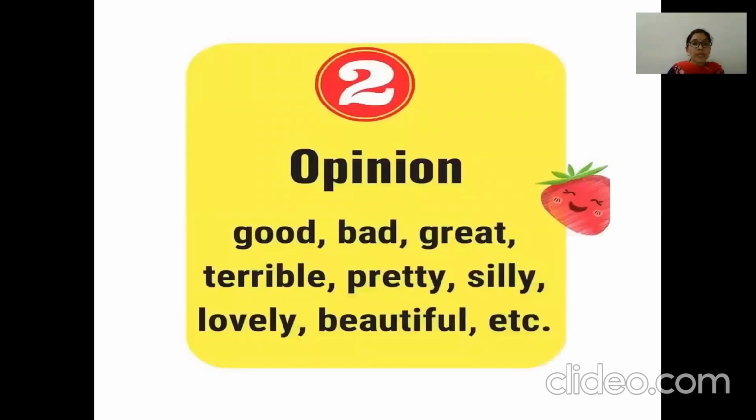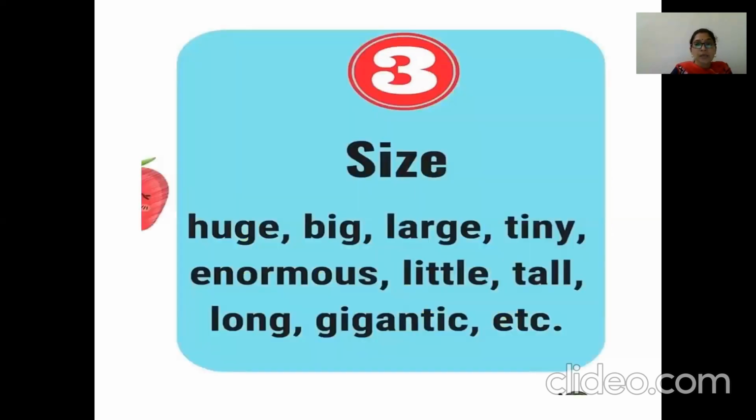Second one is opinion. Opinion explains what you think about something or someone. Words like good, bad, great, terrible, pretty, silly, lovely, beautiful, enormous, they all tell us about opinion. Something may be beautiful to me, but ugly to you. Something may be good for me, and bad for you.